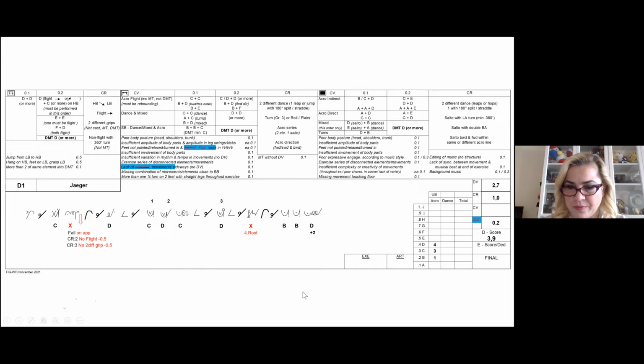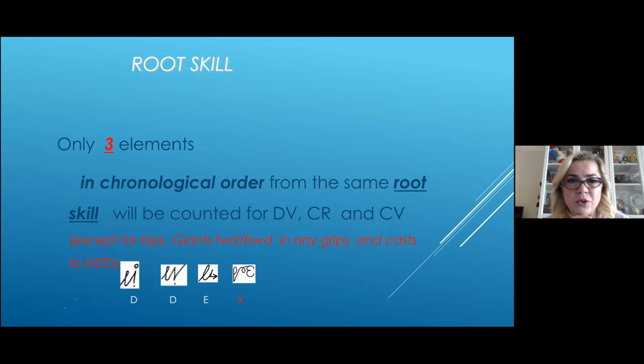Here I have some explanation before we move to the second routine about the root skill. Just a reminder, it's nothing new. Only three elements in chronological order from the same root skill will be counted for the difficulty value, for the composition requirement, and for the connection value. Of course, except the kips, the giants, whether forward or backward in any grip, and of course the casts to handstand. You have the example down here: the free hip circle to handstand full turn, it's D, and we have the Shaposhnikova D, we have the Hindorf E, and in the end we have the dismount toes on to salto forward tuck full twist, no value because it's the fourth root element. XYG Technical Committee, nothing new, just wanted to give you a short reminder.